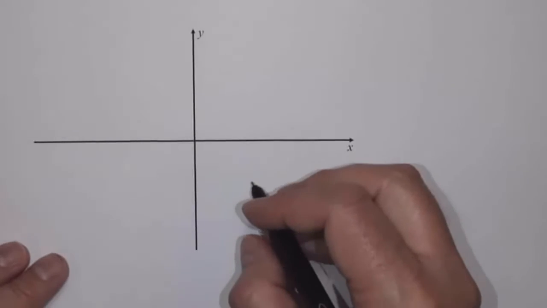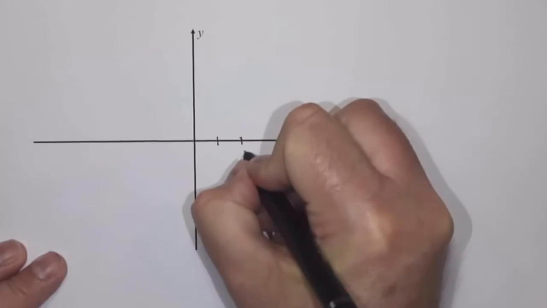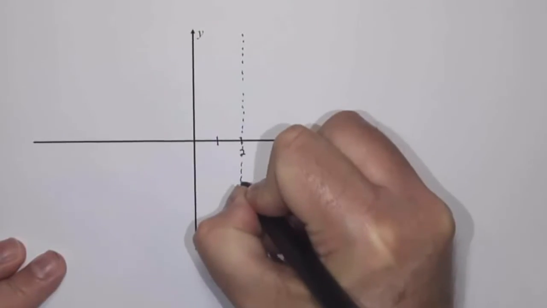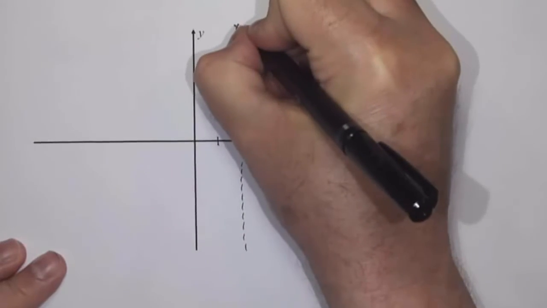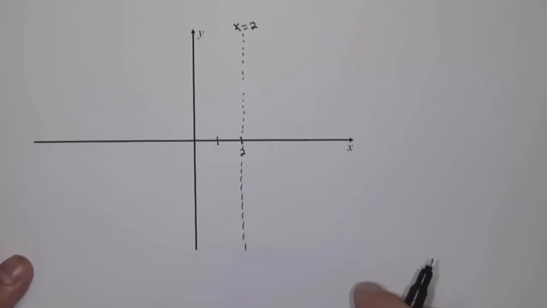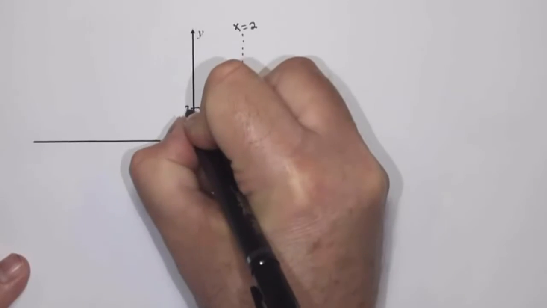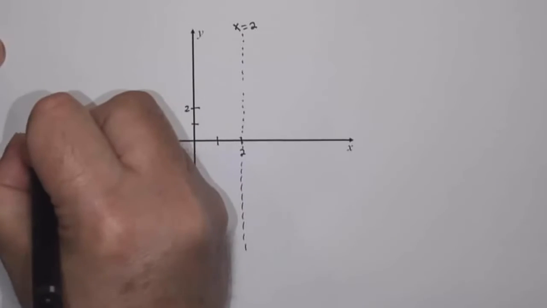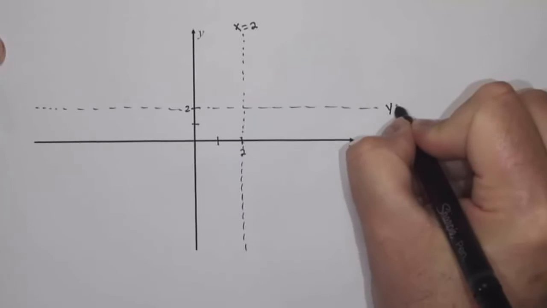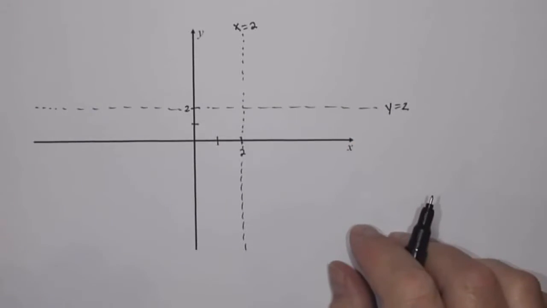So here I have an x-axis and a y-axis. I'm going to begin by drawing my asymptotes. We have a vertical asymptote we found at x equals 2. So here is my vertical asymptote, x equals 2. We have a horizontal asymptote at y equals 2. So here is my horizontal asymptote, y equals 2.